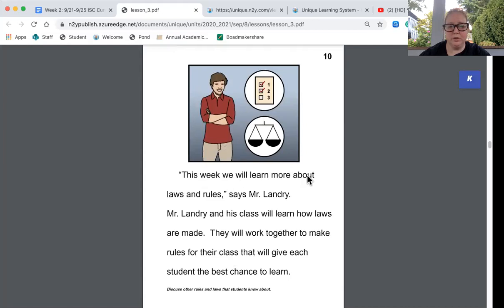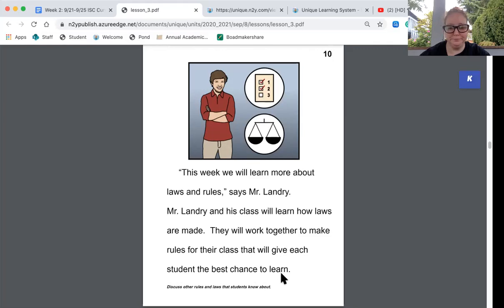This week, we will learn about laws and rules, said Mr. Landry. Mr. Landry and his class will learn how laws are made. They will work together to make rules for their class that will give each student the best chance to learn.